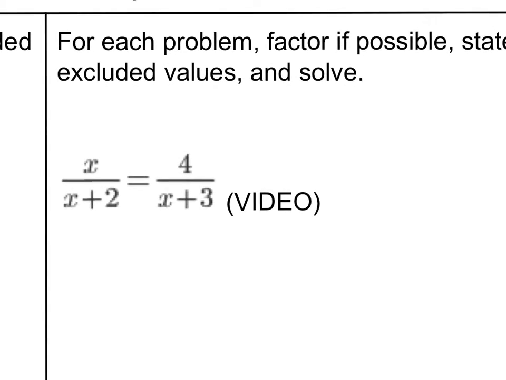All right, for the next one that is marked as a video, this one's set up a little bit easier for us. I'm going to start with factoring, nothing to factor. Excluded values are going to be, based on the denominators, x cannot be negative 2, x cannot be negative 3.